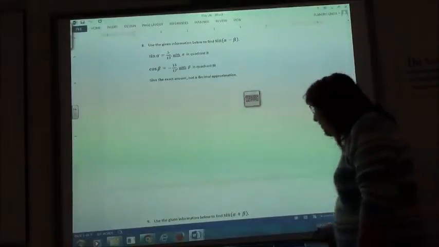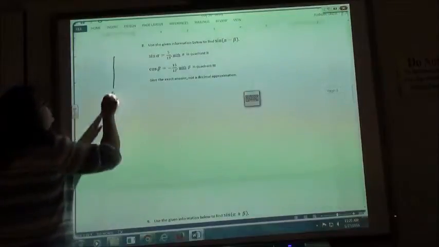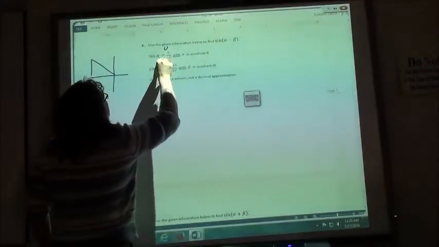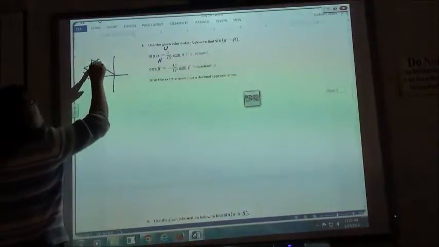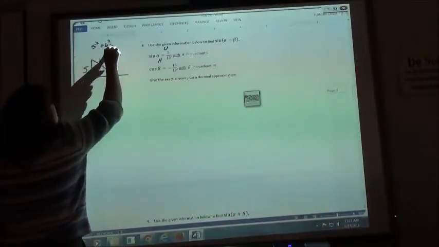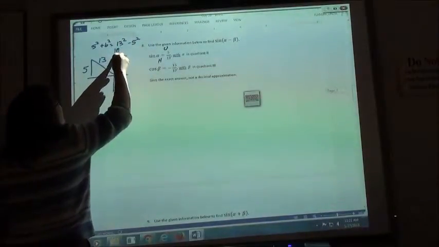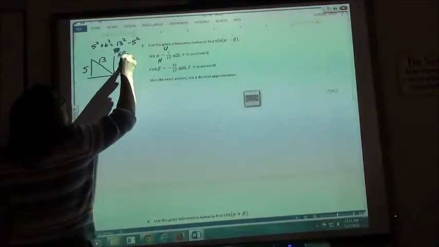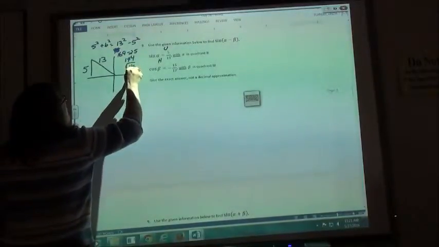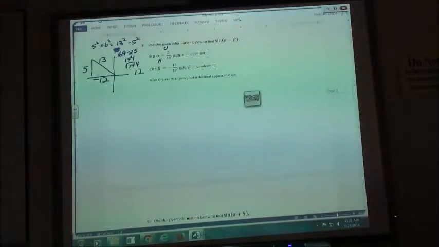Number 8, we're doing sine of alpha minus beta. Alpha is going to be 5/13. It's in quadrant 2. So quadrant 2, my sine is going to be the opposite over the hypotenuse. So 5 and 13. So 5 squared plus b squared equals 13 squared. So I'd have to subtract my 5 squared, 169 minus 25 would be 144. Square root of 144 is 12, but it's going backwards, so that's got to be a negative 12 there.